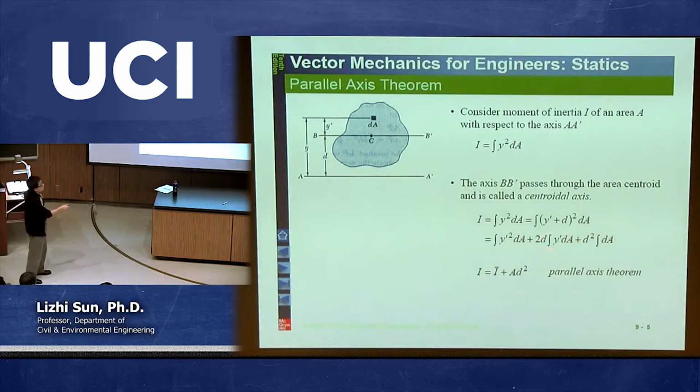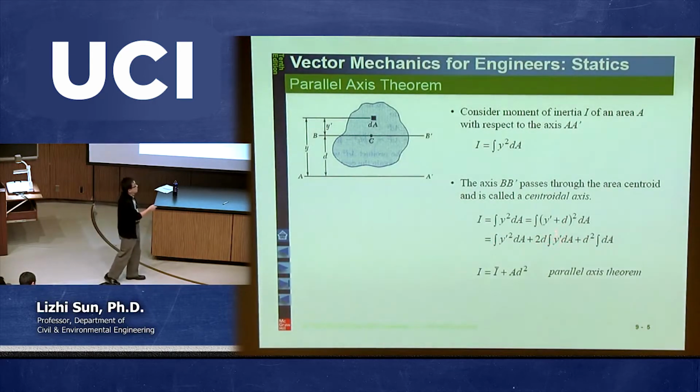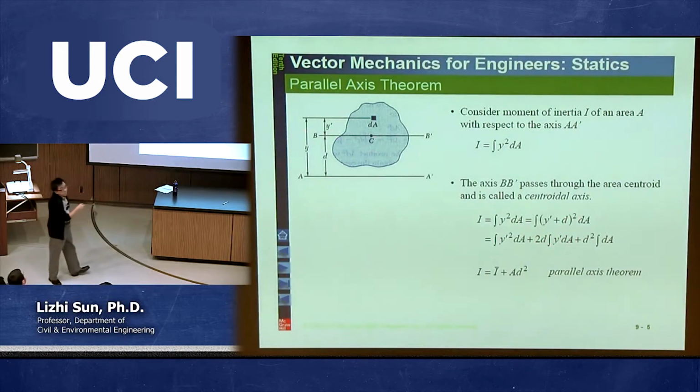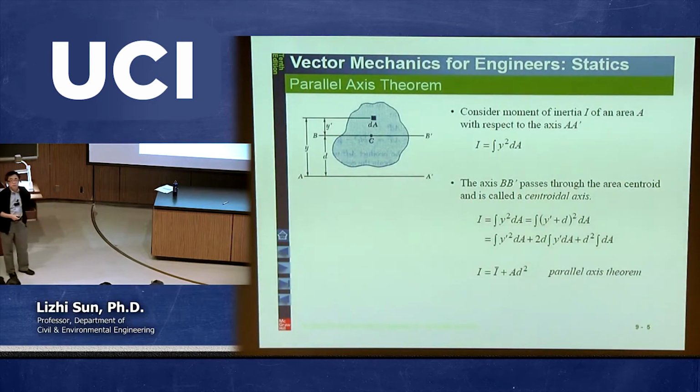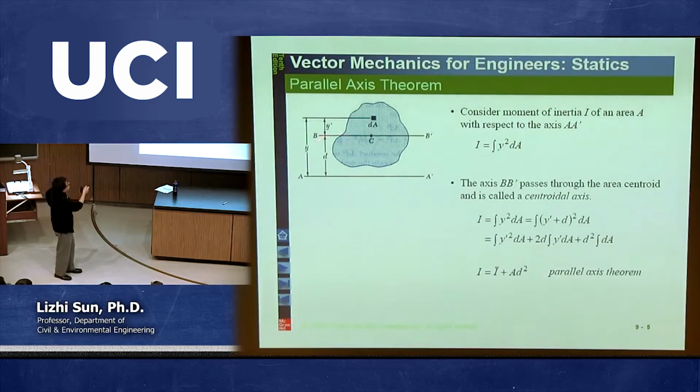Second term. So in general, you just need to evaluate the integral of y prime dA with any given axis. But this axis is very special because I predefined this axis which has to go through the centroid. That's called the centroid C of this given area.